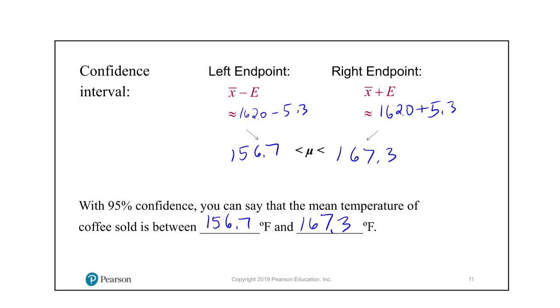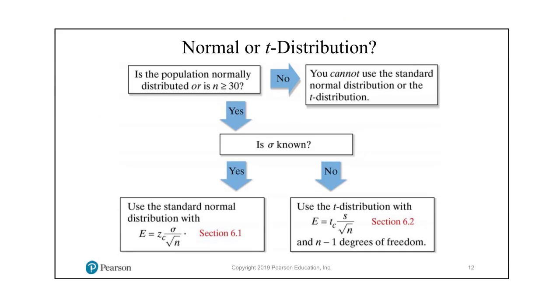So now, let's talk about how we're deciding which distribution that we're going to use. Are we going to use the normal or the t-distribution, or can we not even do the problem using one of these distributions? So the biggest thing is, when we start, we're asking, is the population normally distributed, or is the sample size at least 30? If neither one of those is true, then we can't use either the normal distribution or the t-distribution.